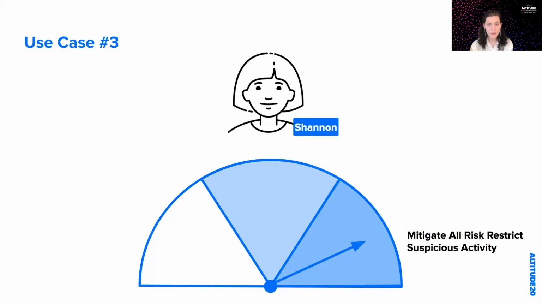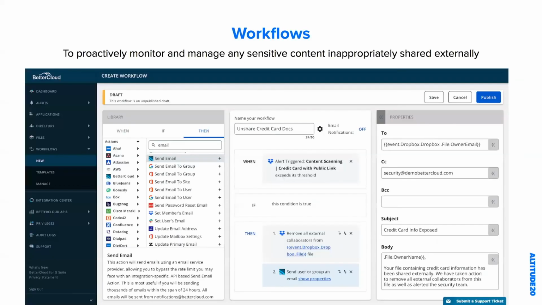Shannon's company falls in the segment of mitigate all risk and restrict suspicious activity. She wants to make sure that any document shared externally that contains a credit card is unshared immediately. So Shannon sets up an automated workflow so that whenever a file containing credit card information is shared externally, all external collaborators are promptly removed. She also adds a step to let the file owner and the security team know what has happened in the hopes of educating her end users and keeping tabs on repeat offenders along the way.